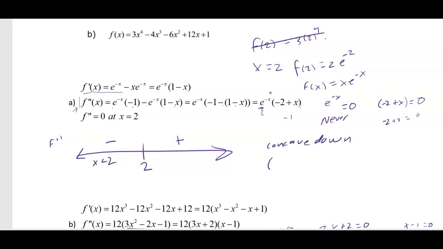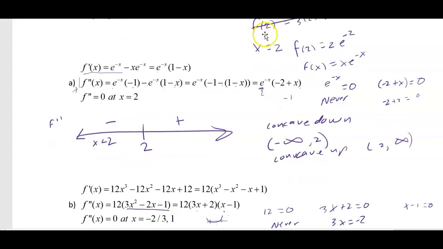And we usually use interval notation, so that's from negative infinity to 2. And the 2 is not included because the second derivative is 0 at 2. It's not negative. And this is concave up from 2 to infinity. And again, the 2 is not included.